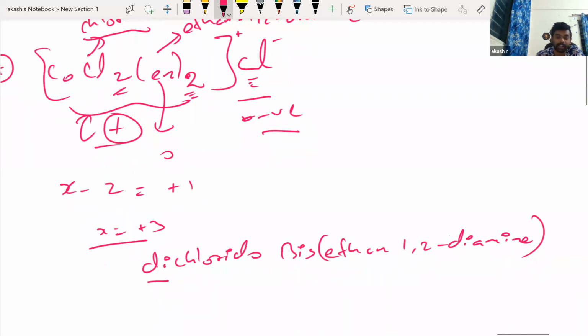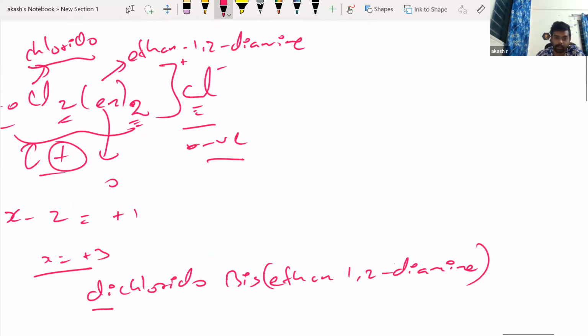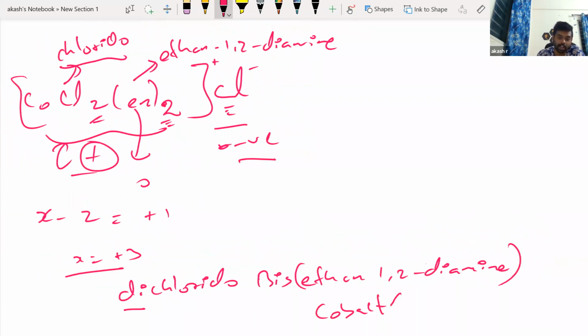Then you go for the central metal atom, that is cobalt. Now we found that cobalt is going to be in plus 3 oxidation state. So plus 3, then you have the counter ion to be what? Chloride. This is how we named it.